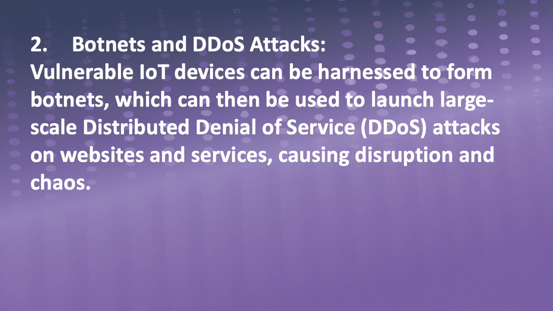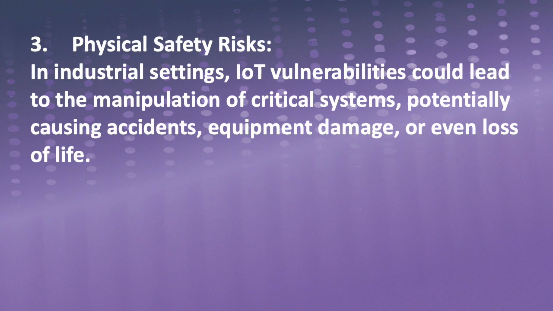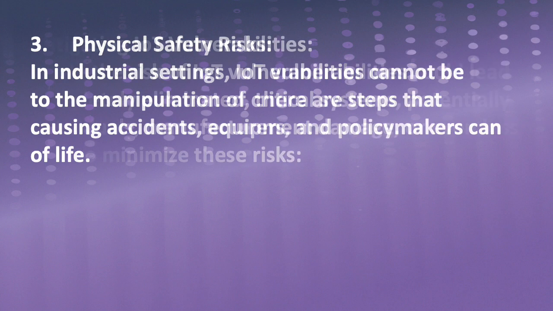2. Botnets and DDoS attacks. Vulnerable IoT devices can be harnessed to form botnets, which can then be used to launch large-scale distributed denial of service (DDoS) attacks on websites and services, causing disruption and chaos. 3. Physical safety risks. In industrial settings, IoT vulnerabilities could lead to the manipulation of critical systems, potentially causing accidents, equipment damage, or even loss of life.